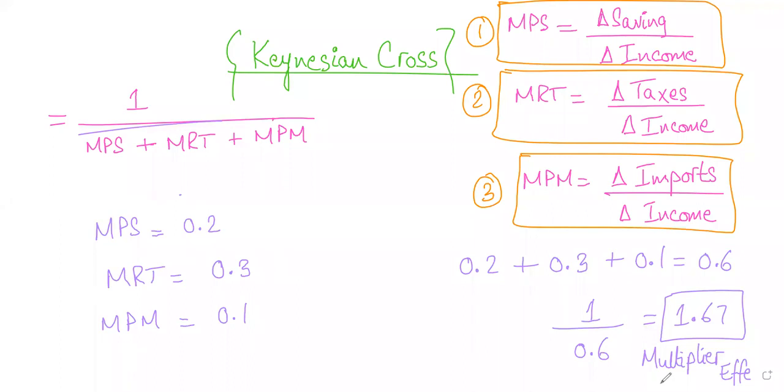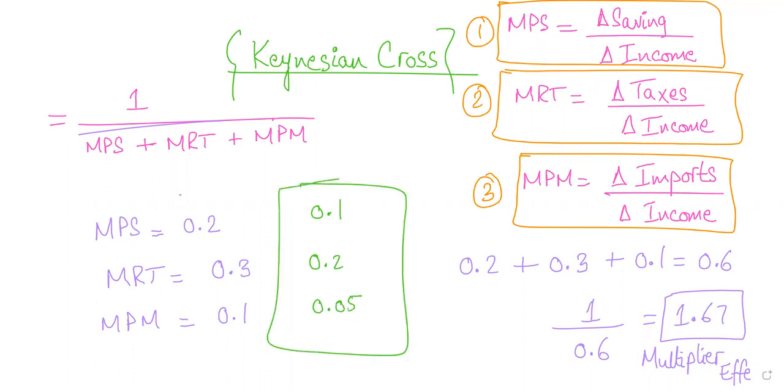Now let's do another example so that the difference becomes more obvious to you. Let's say that these are the values of leakages. Let's calculate the multiplier effect again using these values. Do you expect the multiplier effect to be bigger or smaller? Very good, Elishma.